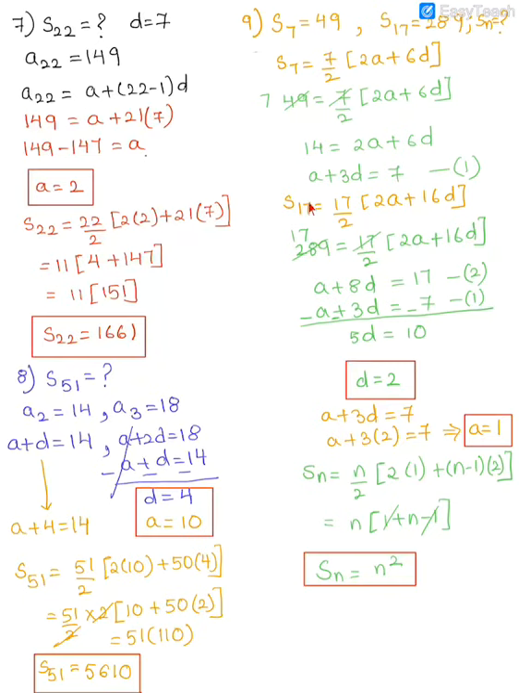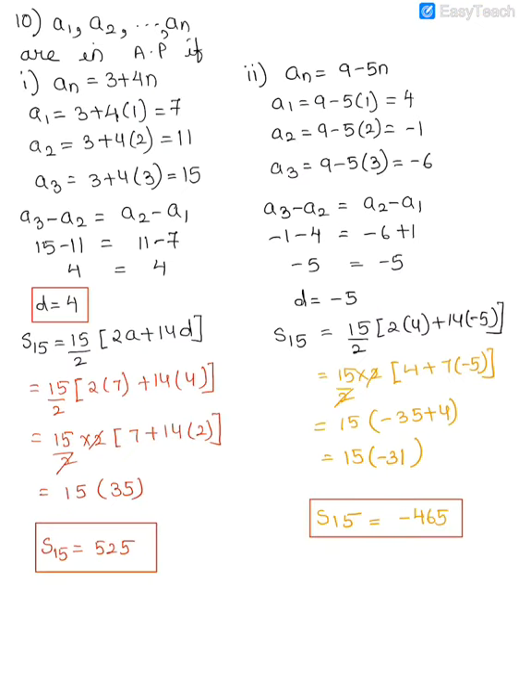Similarly, S17 will give me my second equation on reduction as A plus 8D. I'm writing 1 and 2 together and eliminating A, I will get D as 2. Now it's your wish. You can put it here in the first equation or the second equation, giving you the value of A as 1. So Sn is equal to n by 2 twice of A plus n minus 1 into D. This is going to give you n square as your answer.